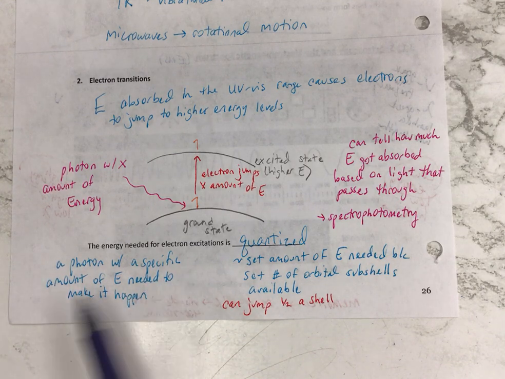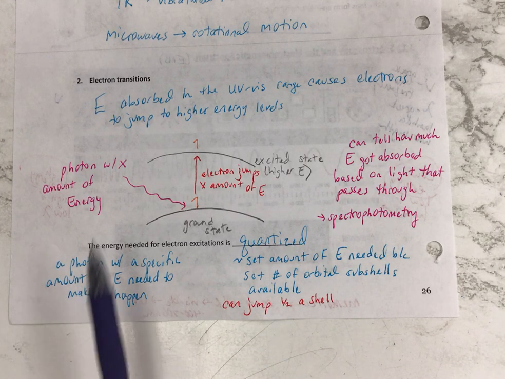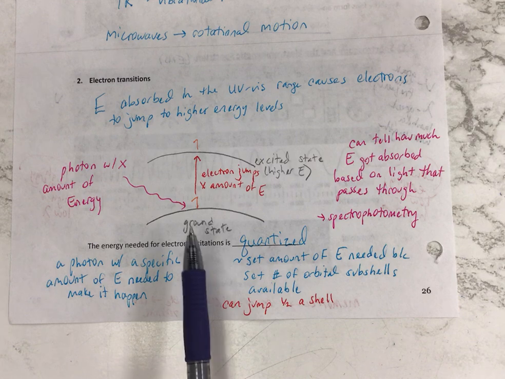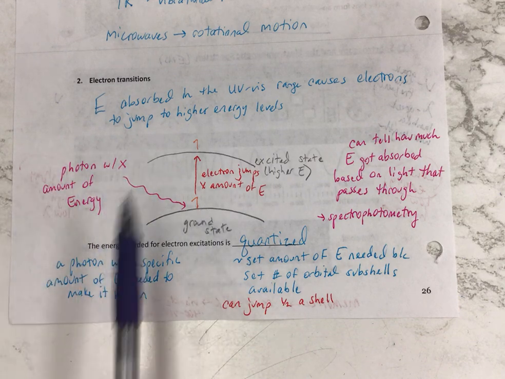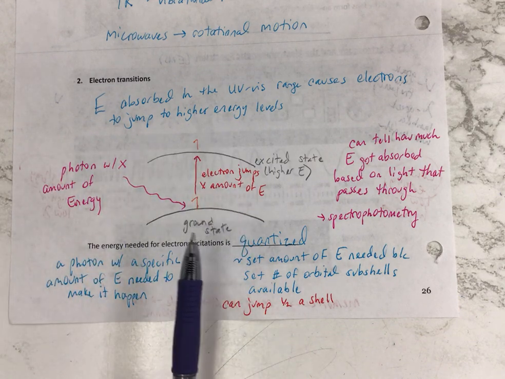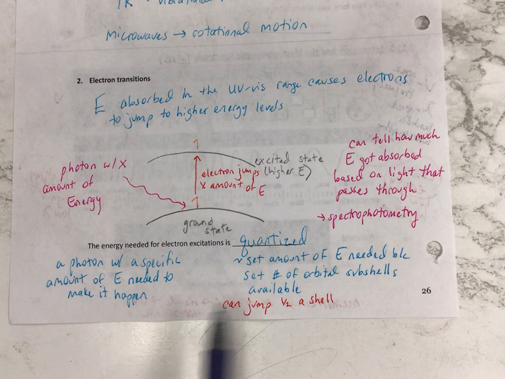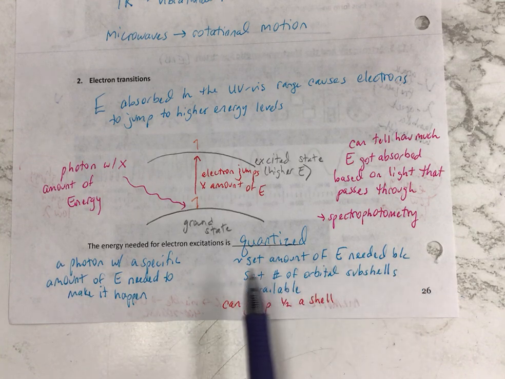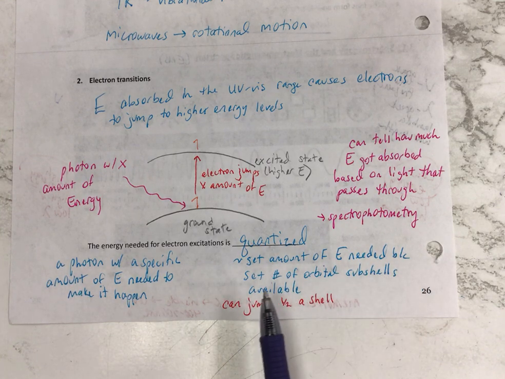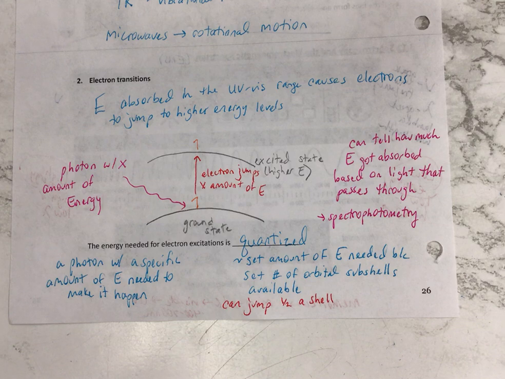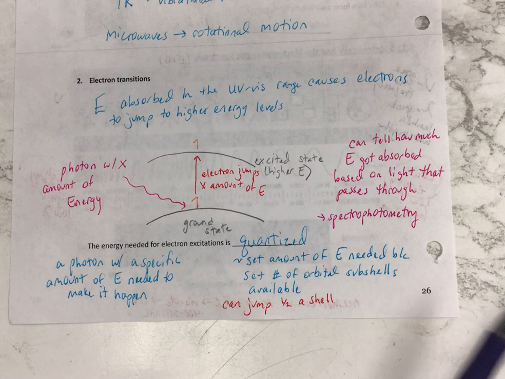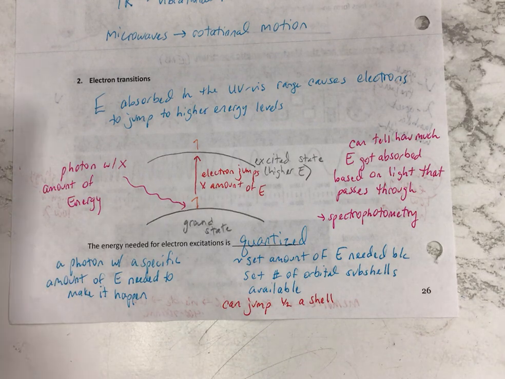A photon with a specific amount of energy is needed to make it happen, so not any type of light or type of energy is going to be able to make different transitions happen. And it's a set amount of energy needed because there's a set number of orbital subshells available per substance that's being tested, per element that's being tested. It is possible to jump a half shell. This makes a lot more sense when we see some of the ways that the data is represented for this.